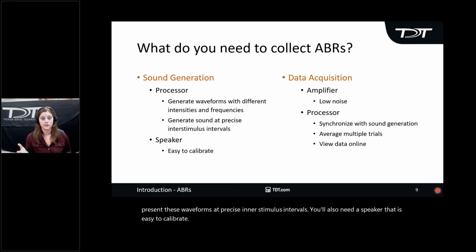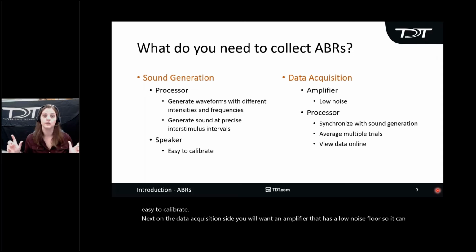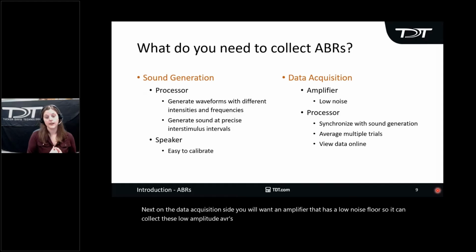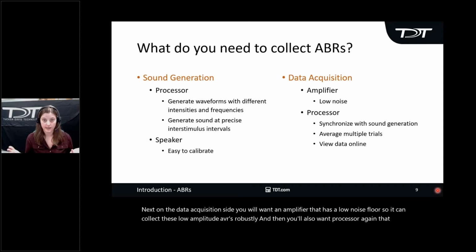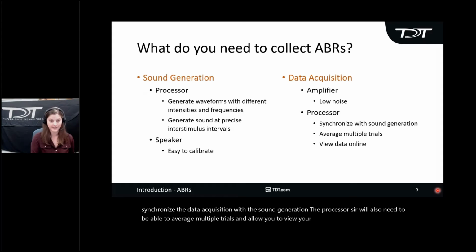Next, on the data acquisition side, you will want an amplifier that has a low noise floor so it can collect these low amplitude ABRs robustly. And then you'll also want a processor, again, that can synchronize the data acquisition with the sound generation. The processor will also need to be able to average multiple trials and allow you to view your data online.